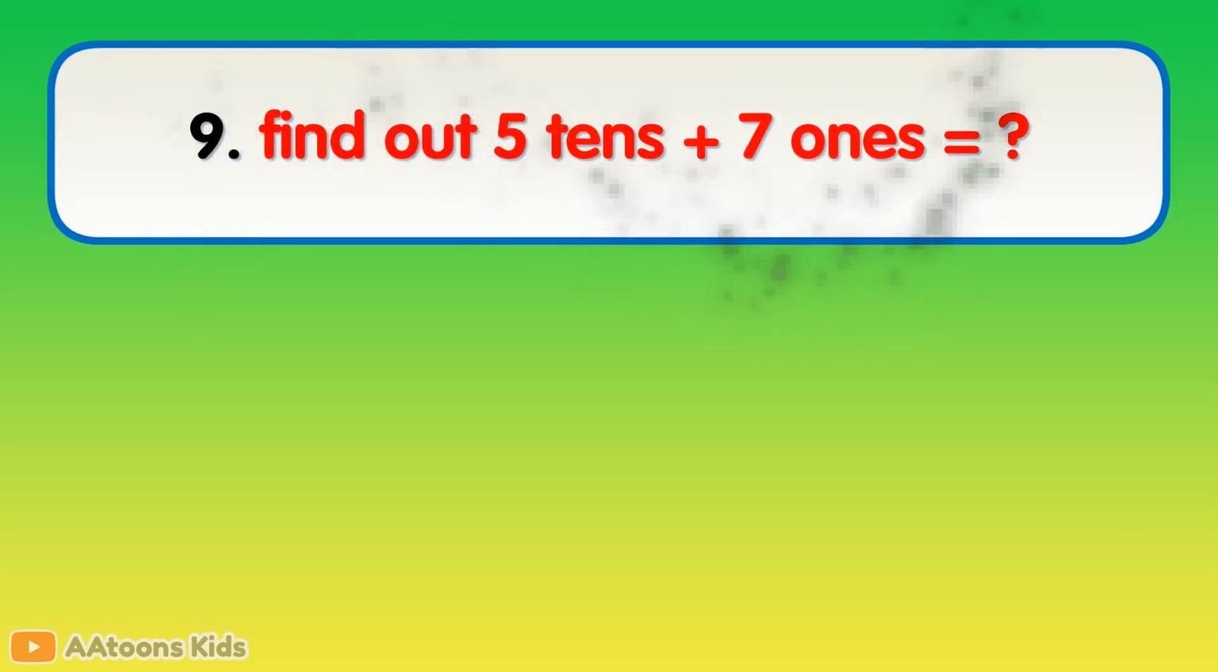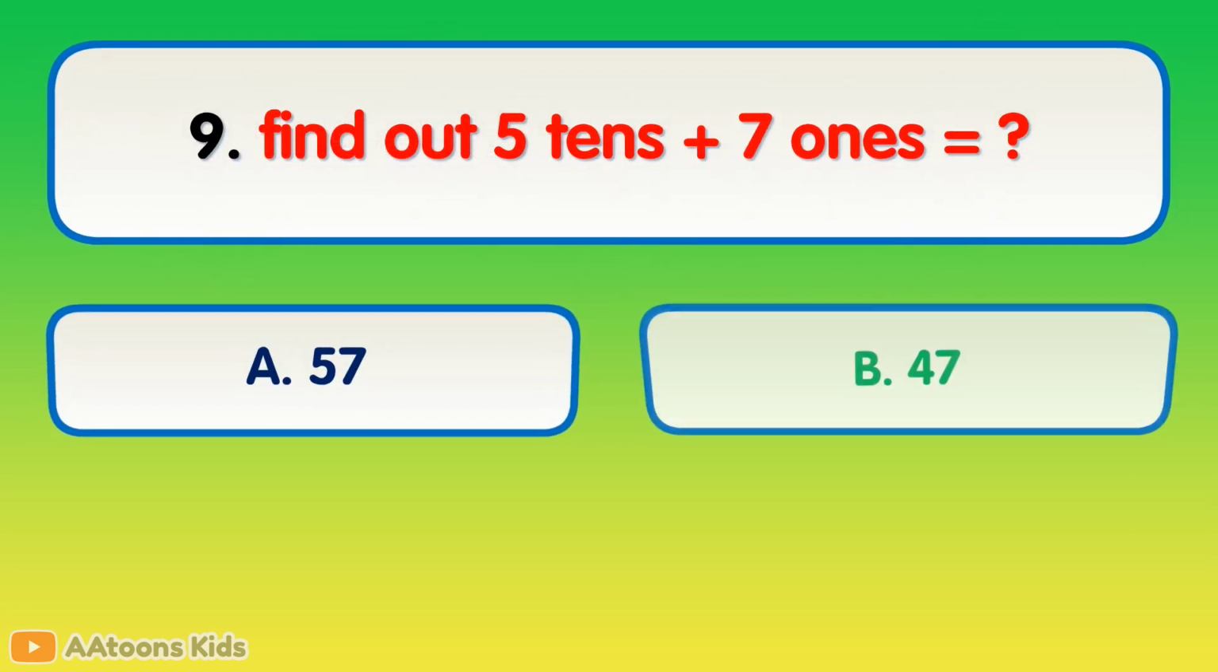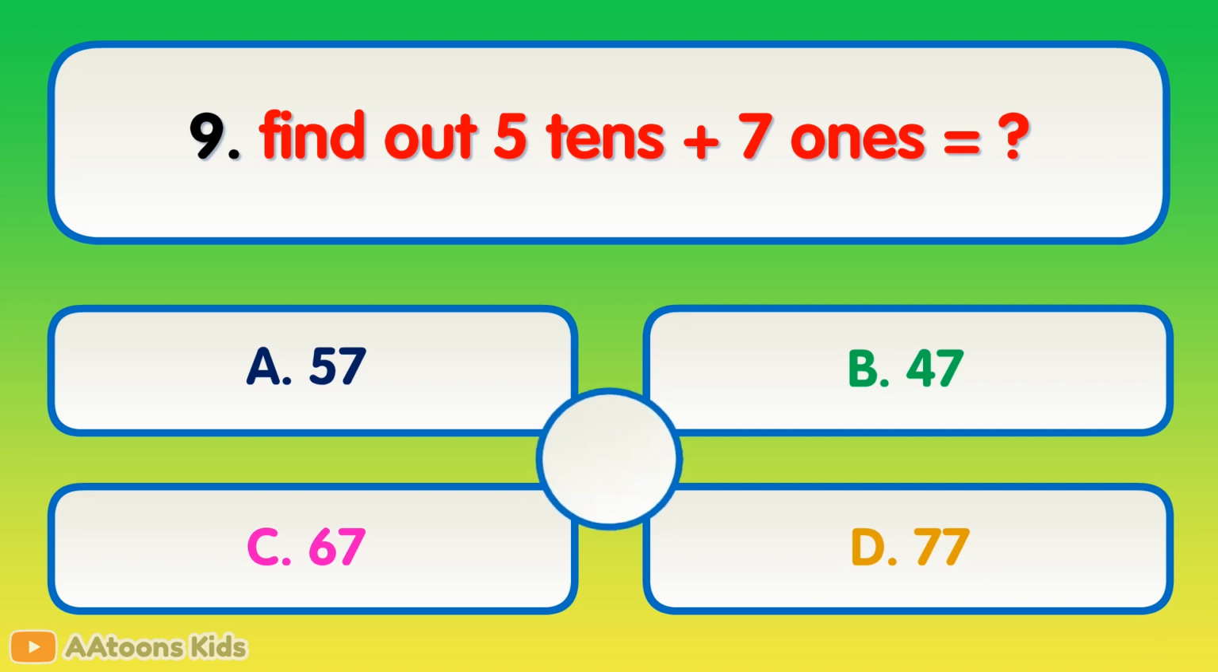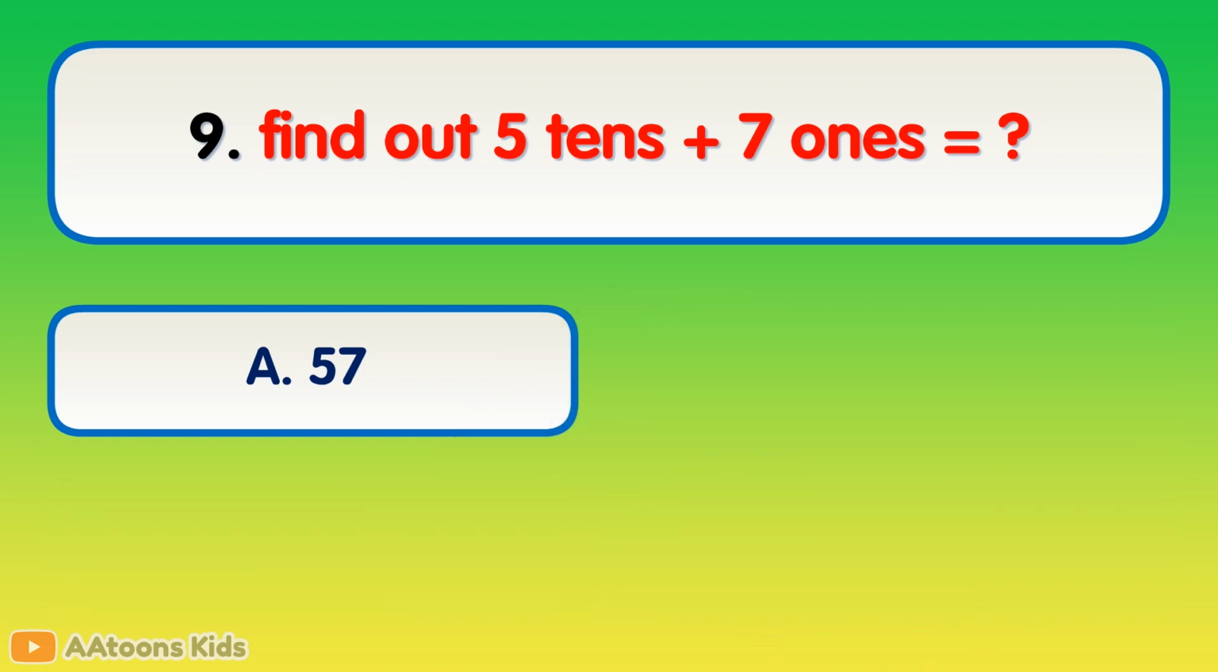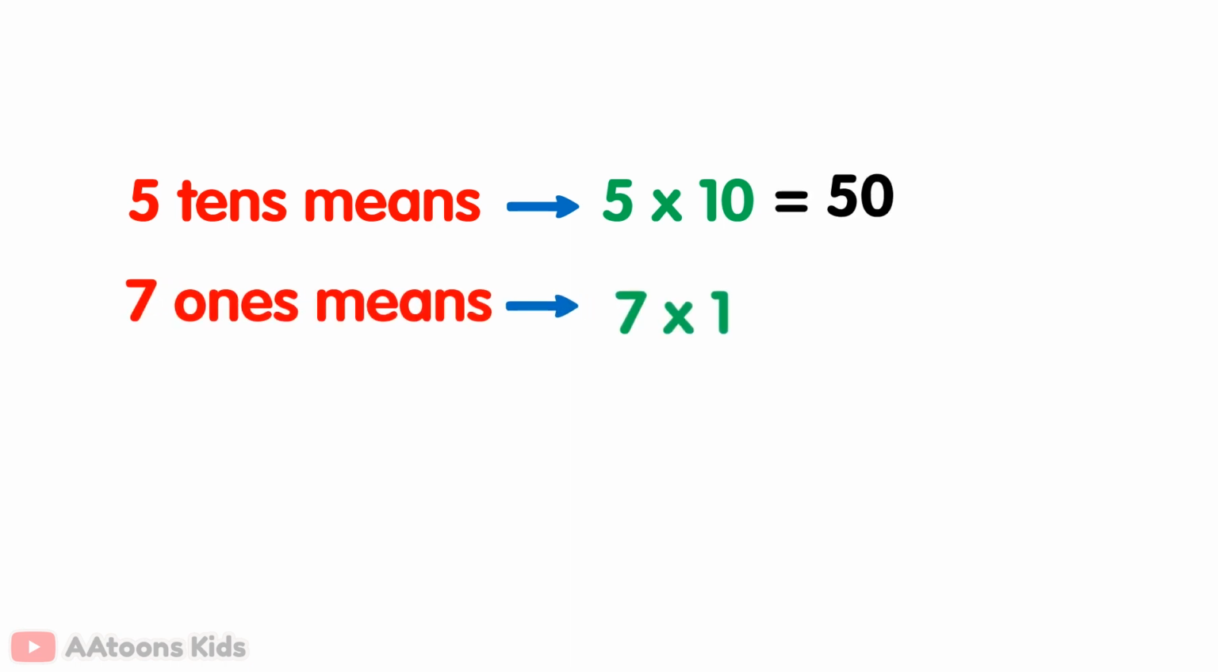Find out 5 tens, 7 ones. 57. 5 tens means 5 multiplied by 10, so 5 tens are 50. 7 ones means 7 multiplied by 1 is 7. Now add 50 and 7. Addition of 50 and 7 is 57.